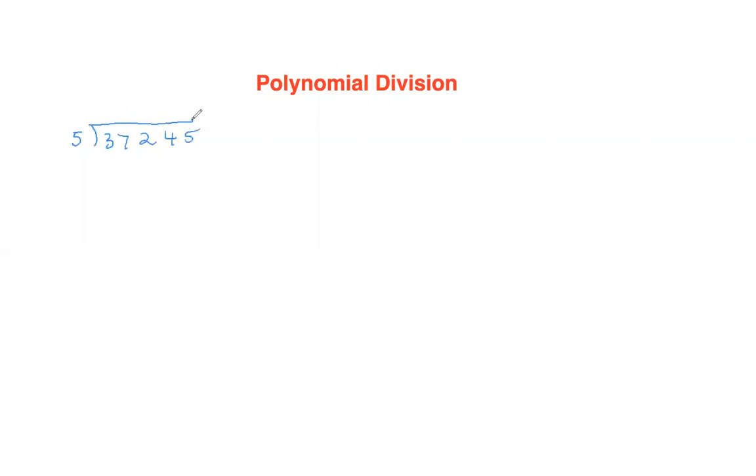So let's say we want to divide 37,245 by 5. Now I'm sure you're all familiar with this. You would be thinking 5 doesn't go into 3, so 5 into 37 goes 7 times. 5 sevens are 35. So that gives us a remainder of 2. 5 into 22 goes 4 times with a remainder of 2. 5 into 24 goes 4 times with a remainder of 4. And 5 into 45 goes 9.